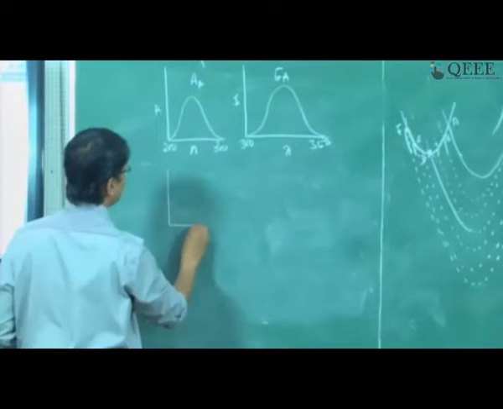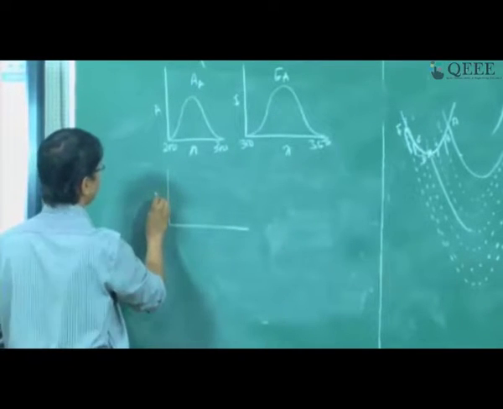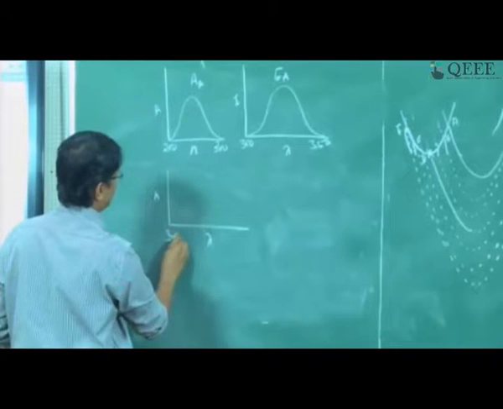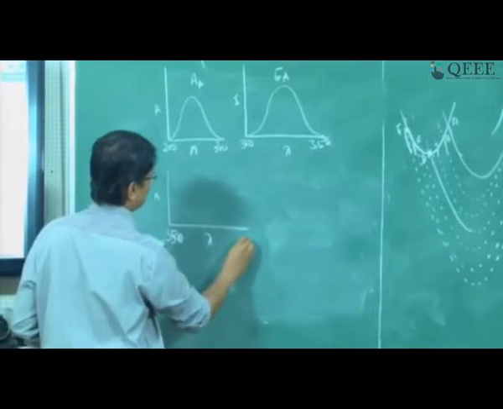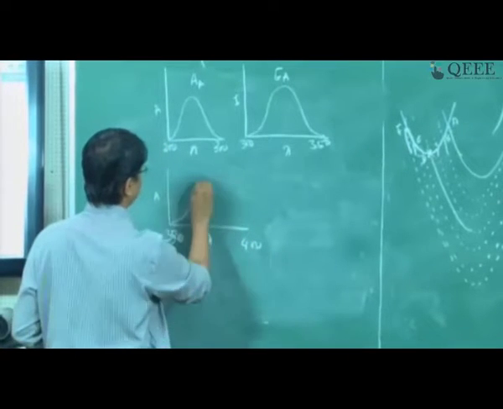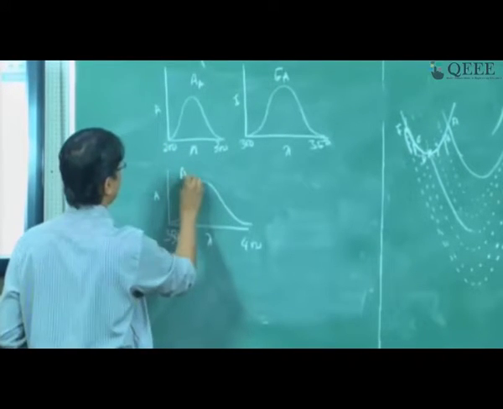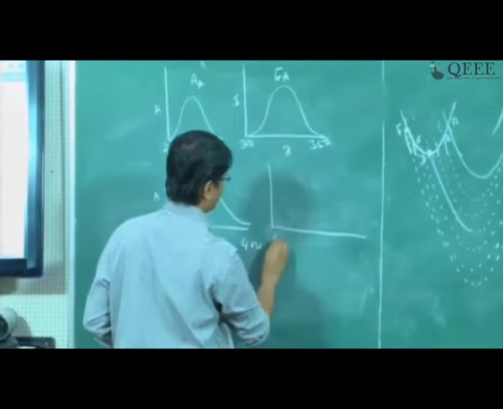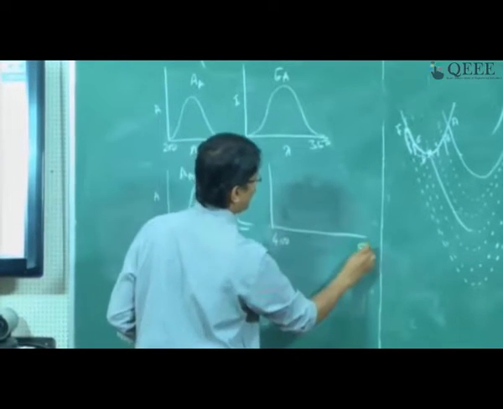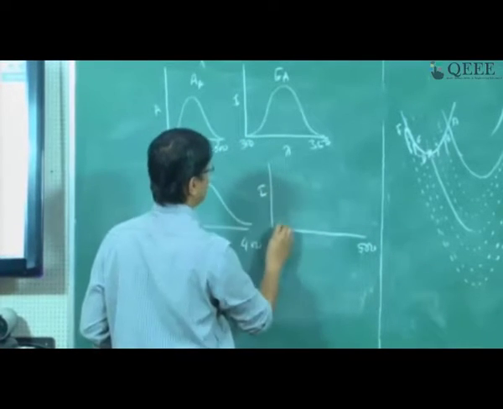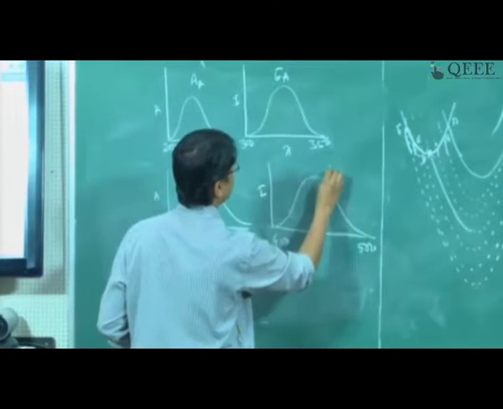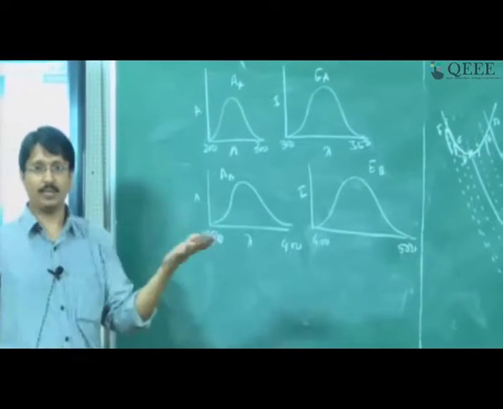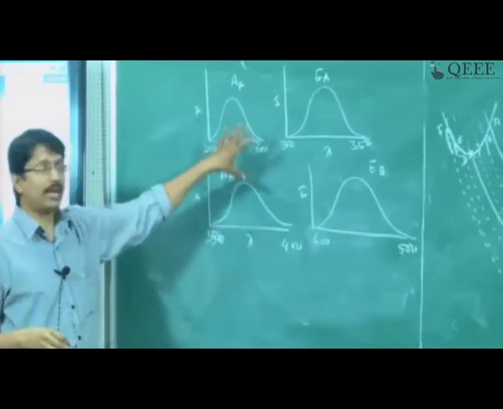I am going to give you the absorption spectrum of B, that is 350 to say 400. So this is the absorption spectrum of B. I will give you the emission spectrum of B also, 400 to 500. This is the emission spectrum of B. If you take A and B individually in separate cuvettes, this is what you get.